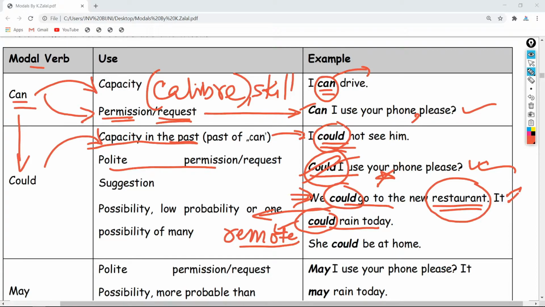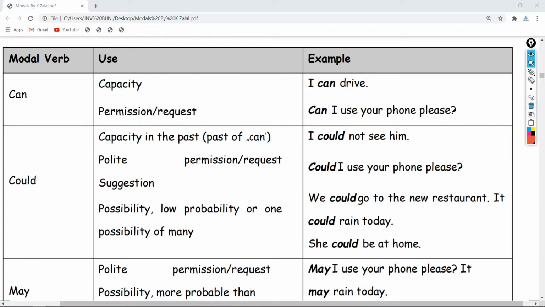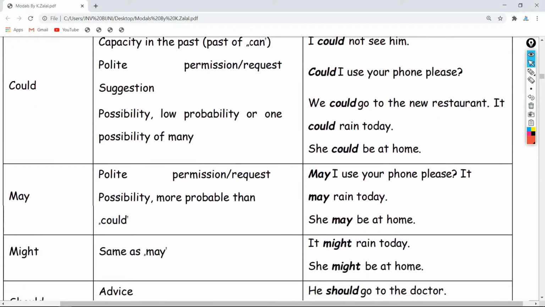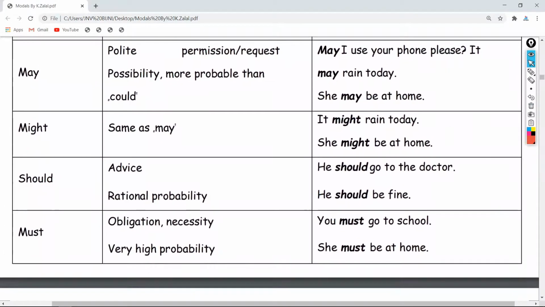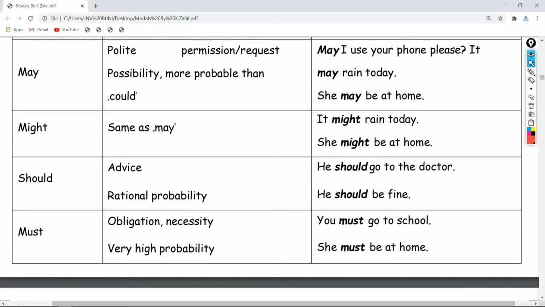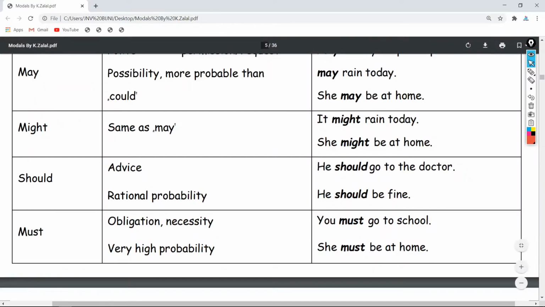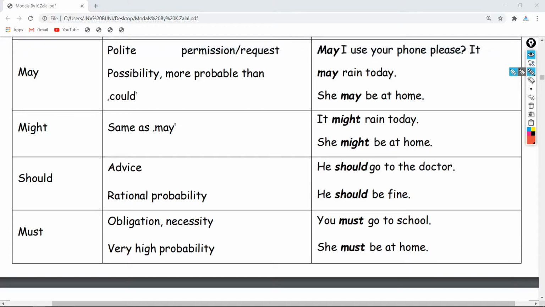Then let us see the application of another one, that is may. Let us see the application of may. May is another modal or defective verb.